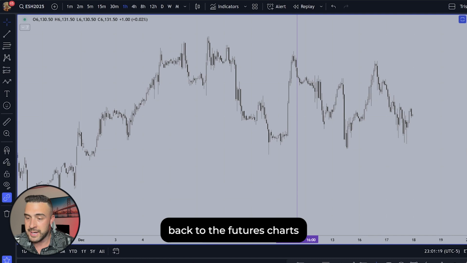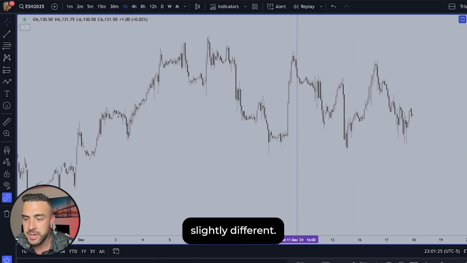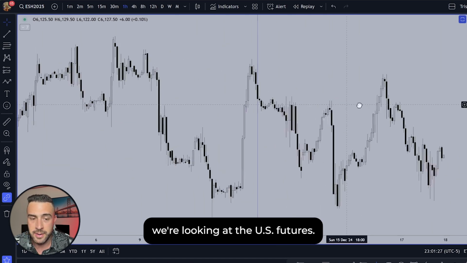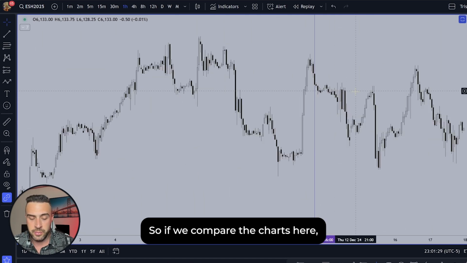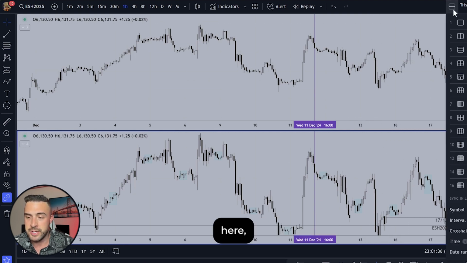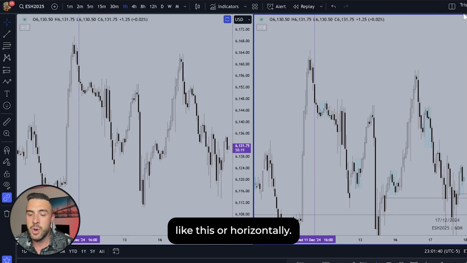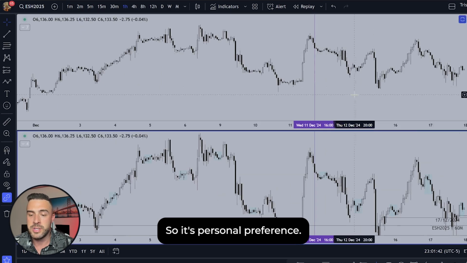I'm going to switch back to the futures charts for the example, just because sometimes the highs and lows print slightly different. So if we look here, we're looking at ES futures. So if we compare the charts here, another thing you want to do is put your charts either vertically like this or horizontally. So it's personal preference.